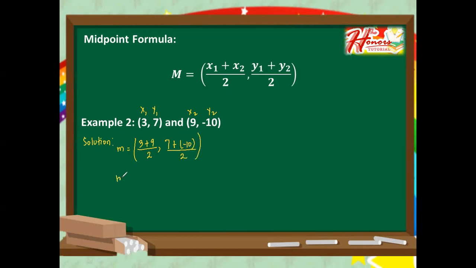And then we have here M equals 3 plus 9, that's 12, over 2. And then we have here positive times negative, it's negative. So 7 minus 10, over 2. So M equals 12 over 2, or 12 divided by 2, that is 6. And then 7 minus 10, that's negative 3 over 2. And this is the midpoint of the given: 6 and negative 3 over 2. Next, let us have another example.